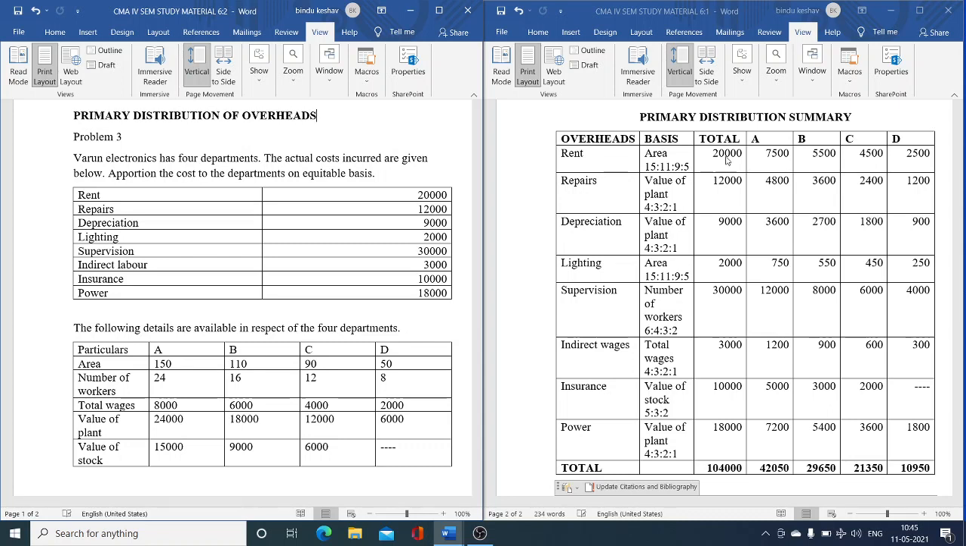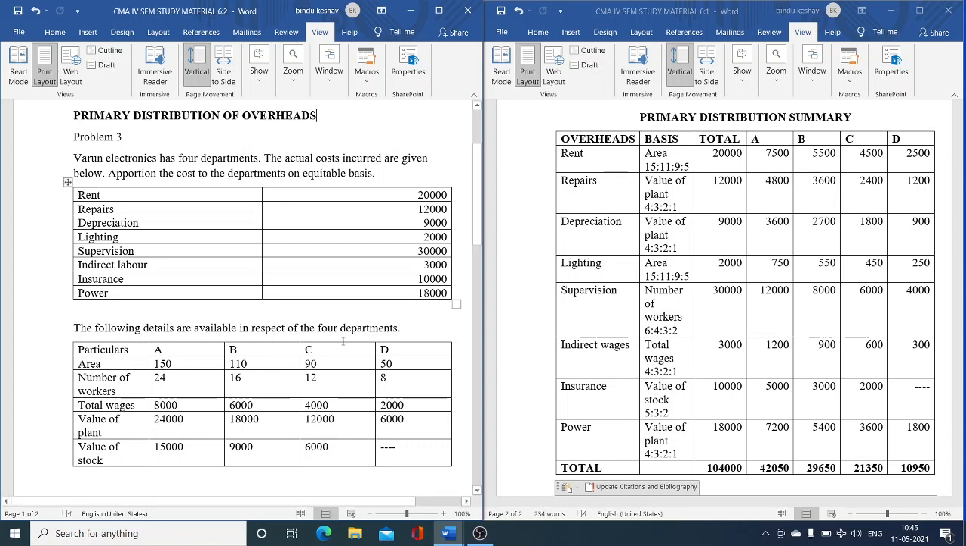Now how do we divide it? Rent amount is 20,000. For department A, 20,000 into 15 divided by 40, the amount will be 7,500. For department B, it will be 20,000 into 11 divided by 40, that is 5,500. Department C, it will be 20,000 into 9 divided by 40, which will be 4,500. And for department D, it will be 20,000 into 5 divided by 40, which is 2,500.